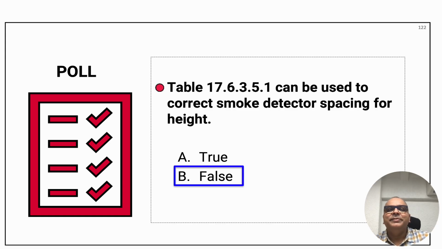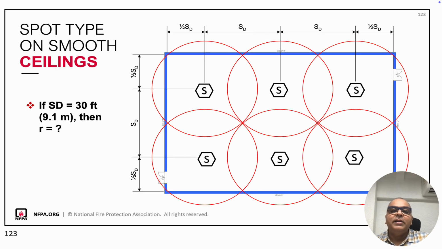Thank you. Spot type smoke detectors on smooth ceilings. This slide explains how to calculate the radius of coverage R for spot type smoke detectors installed on smooth flat ceiling using NFPA 72 spacing rules. S_D is the maximum listed spacing distance between detectors. For smooth ceilings, detectors are spaced in a square grid pattern.